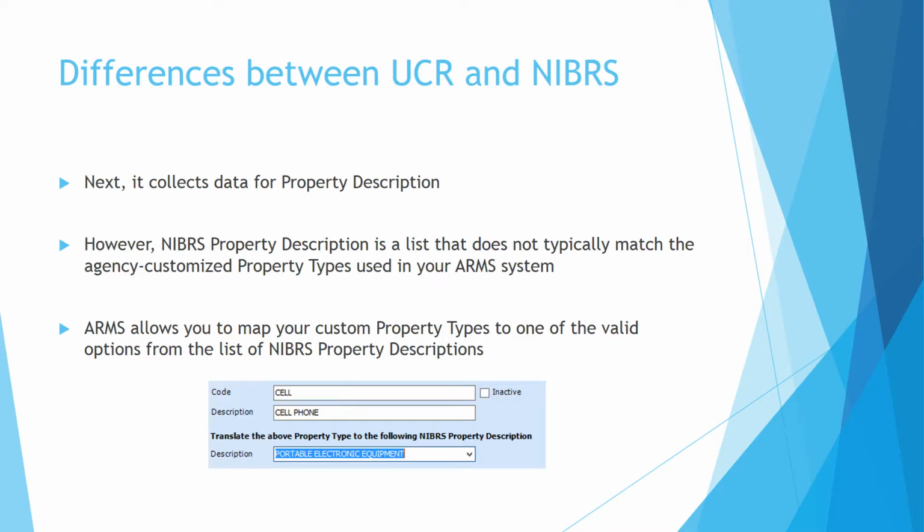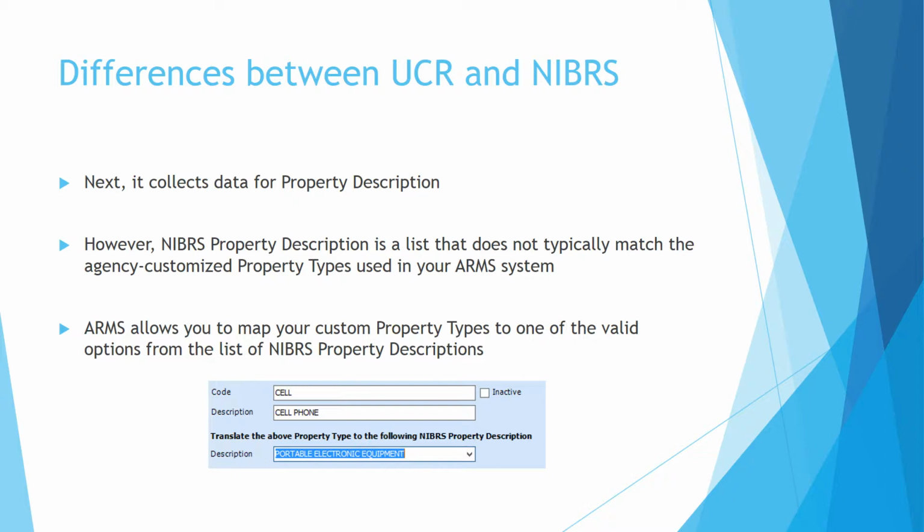And then next, just like UCR, it's going to collect a property description, though NIBRS does have its own list of property descriptions. So when you're looking through this list, you're going to notice that the list that you already have, that your officers may be used to using, is not the same list that NIBRS has.